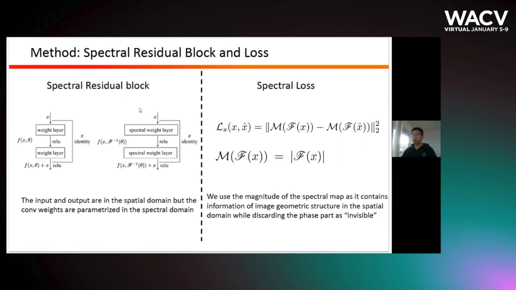As for the spectral residue block, it is rather simple. The input and output are in the spatial domain, but the conv weights are parameterized in the spectral domain. While for spectral loss, we use the magnitude of the spectral map as it contains the information of image geometry structure in the spatial domain, while discarding the phase part as it is invisible.